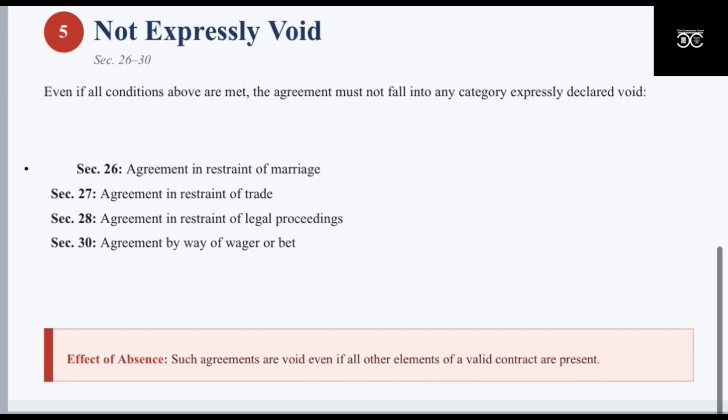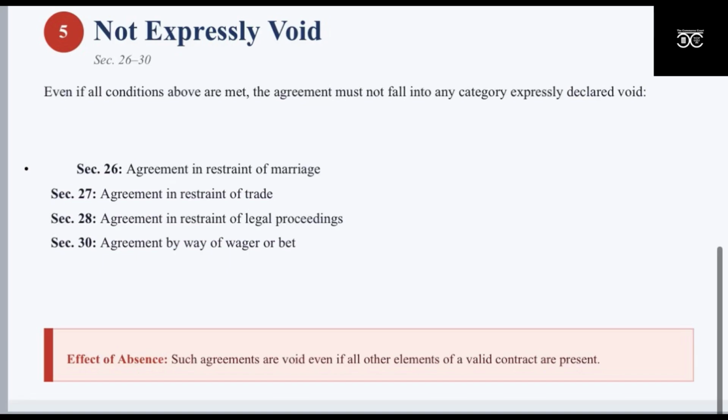The next element is not expressly declared void by law. This means that the agreement must not fall under the specific types of void agreements listed in the Act, such as those made with minors or lacking lawful consideration, etc. Also, Section 26 to 30 exclusively deals with void contracts, such as Section 26 speaks about agreement in restraint of marriage. For example, A agrees with B to pay 10,000 if B does not marry C. This agreement is void. Next is Section 27, that is agreement in restraint of trade.